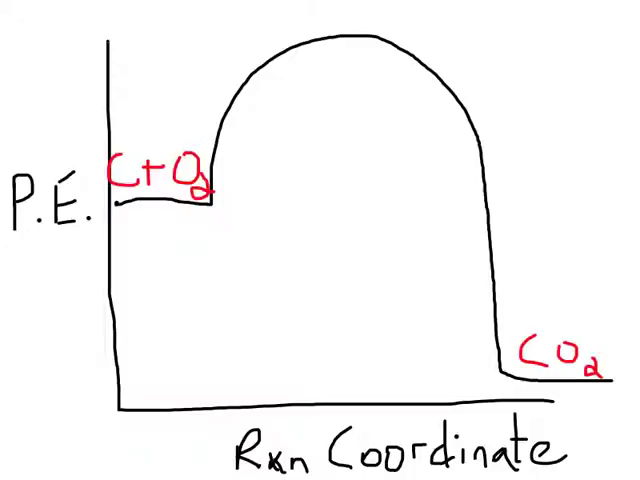If carbon is turning from a solid to a gas, that may actually require a little bit of energy like that. So that would be carbon turning into a gas. So here would be C gas plus O2. Then what's going to happen is this.